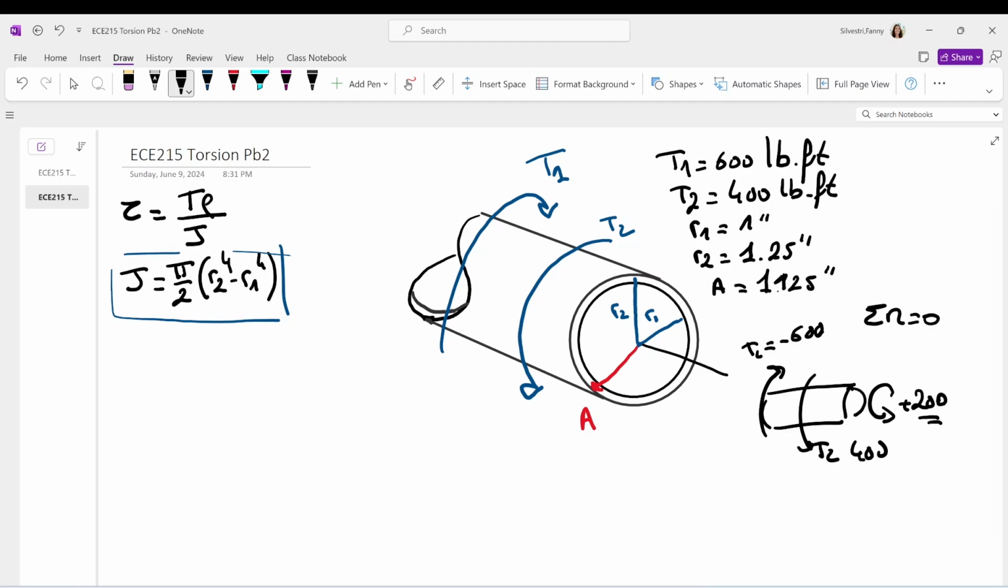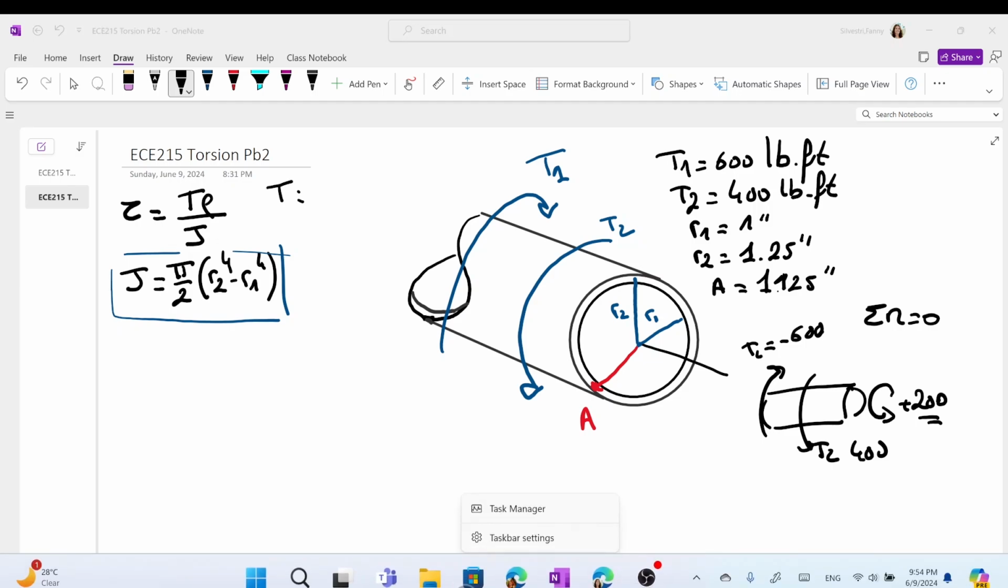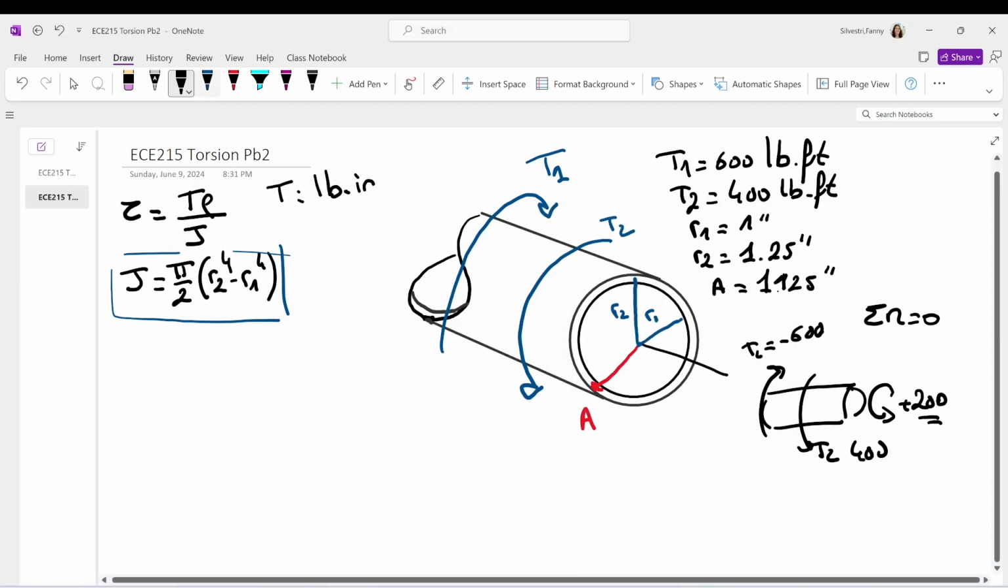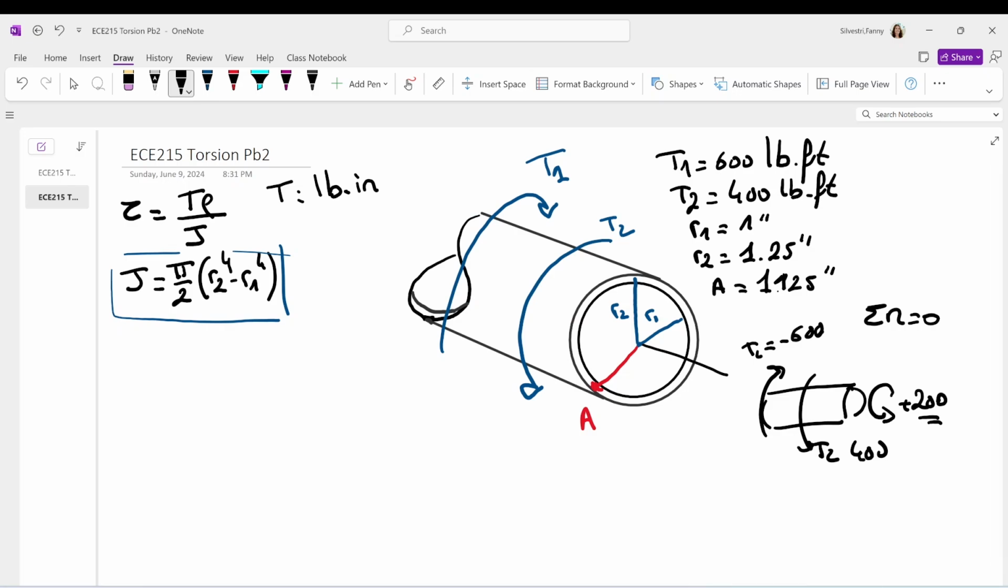Again, we need to look at the unit. So we will use at the end, we want some pound per square inch or kilopound per square inch, PSI or KSI. So we will make sure that we use pound. So T, that will be in pound times inch. Even if it's given in feet, we need to get that in inch. Rho, that will be in inch, and J, that will be in inch at the fourth. So we need to check those units.